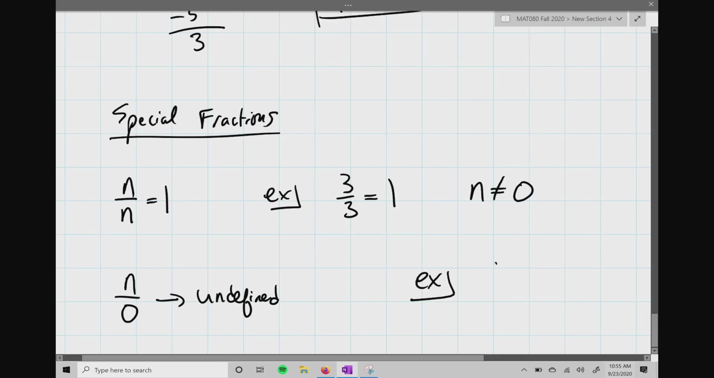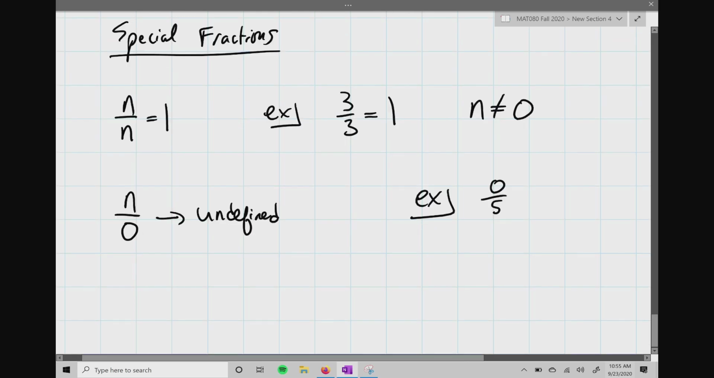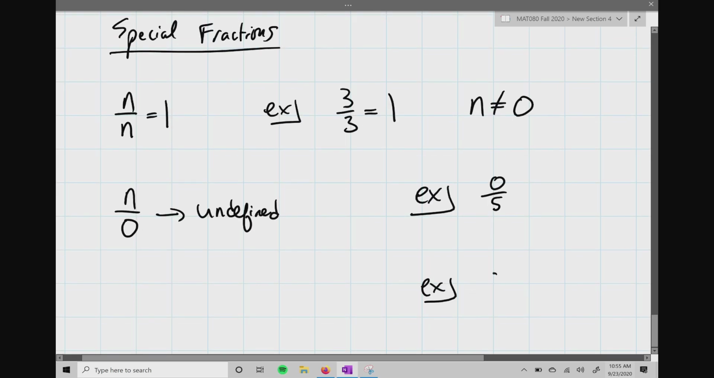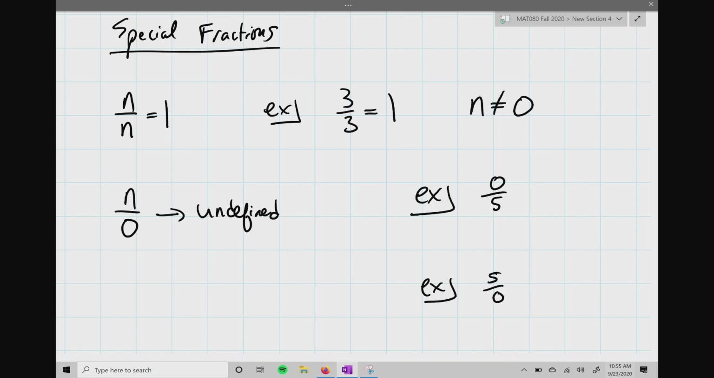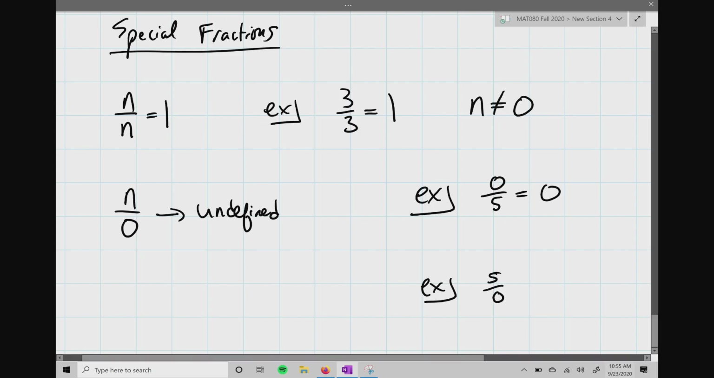Where students get mixed up is if I give them a problem like this. I say, okay, what's 0 divided by 5? And then the second example is 5 divided by 0. This is where they get mixed up a little bit. And I'm going to help you. The top one equals 0. The bottom one is undefined. And here's how you remember the difference.